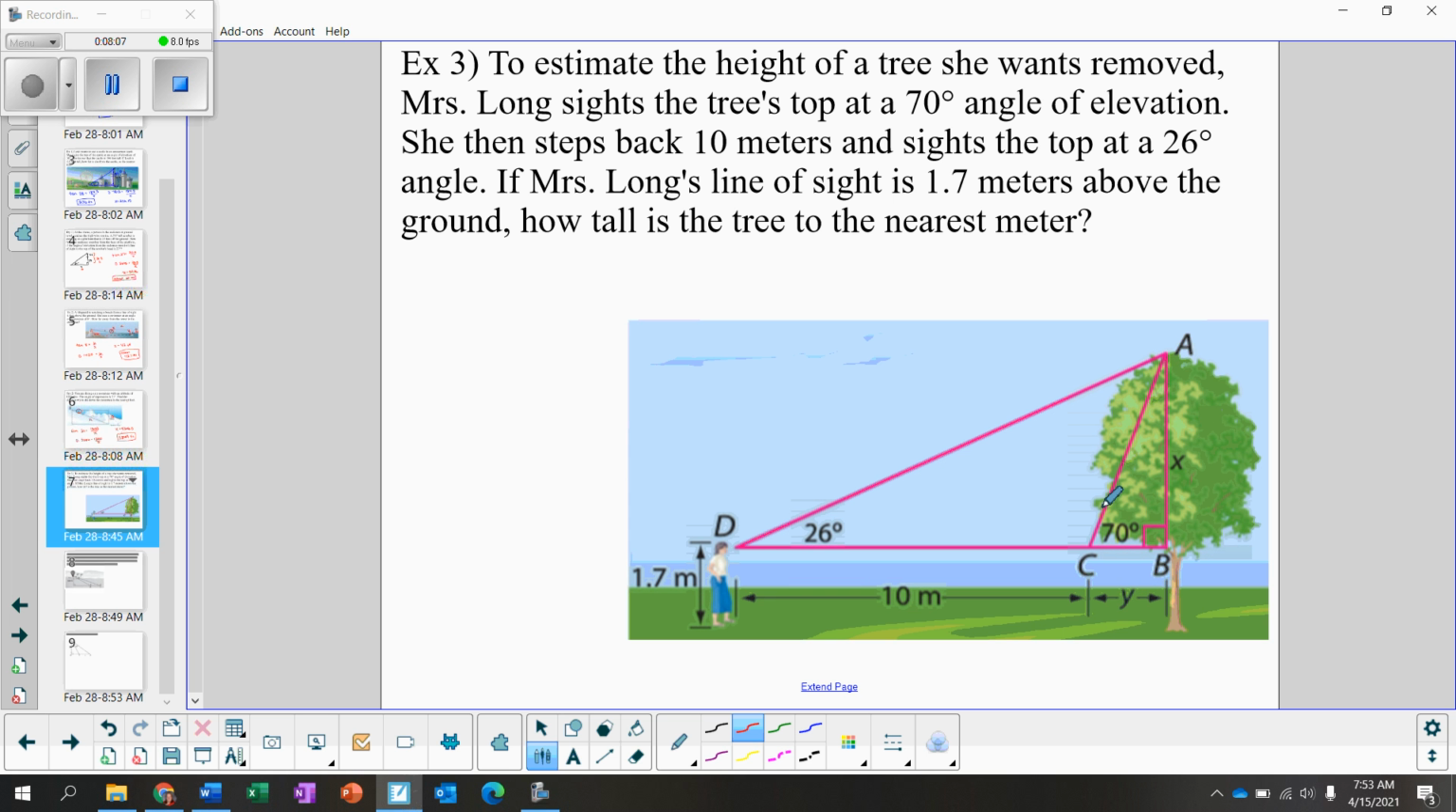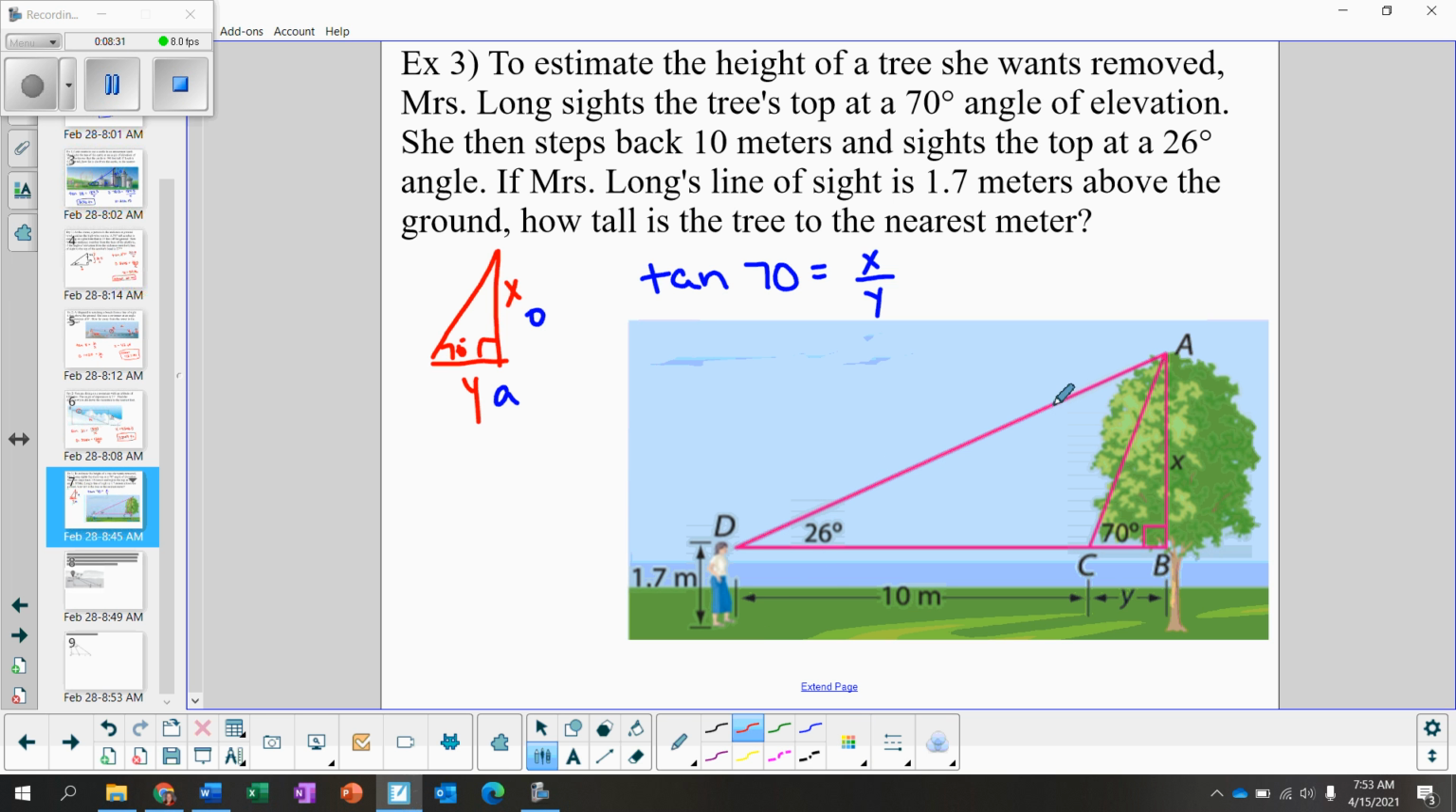I have a triangle right here. And in this triangle, I know I have a 70-degree angle, I have x, and I have y. So that's opposite and adjacent. So tan of 70 equals x over y.